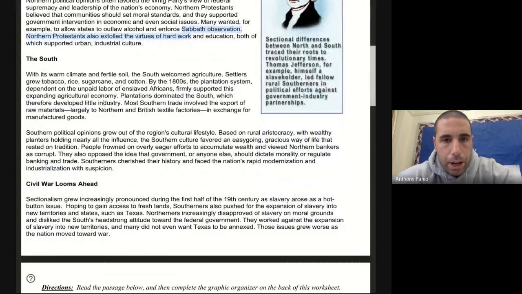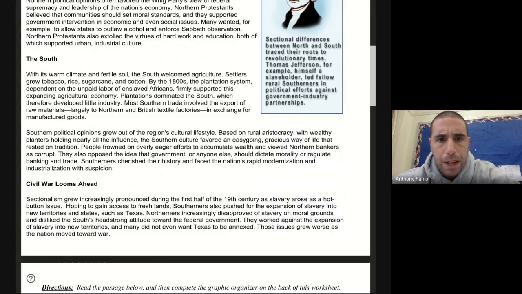The South, on the other hand, with its warm climate and fertile soil, welcomed agriculture. Settlers grew tobacco, rice, sugarcane, and cotton. By the 1800s, the plantation system, dependent on the unpaid labor of enslaved Africans, firmly supported this expanding agricultural economy. So do we be industrial? Do we be agricultural? Depending on where you are, change your viewpoint. Plantations dominated the South, which therefore developed little industry. Not saying they had no industry, no factories, but just very little.